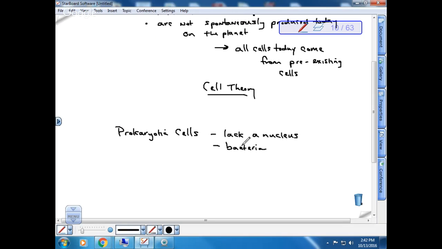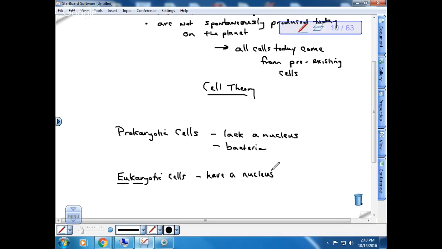So the bacteria are very different than the cells that make up our bodies, because our bodies are made up of a type of cell that is called a eukaryotic cell. So in this case, eu means good and kary means nucleus. So these cells have a nucleus. And the nucleus is important because this is where most of our genetic material is found.